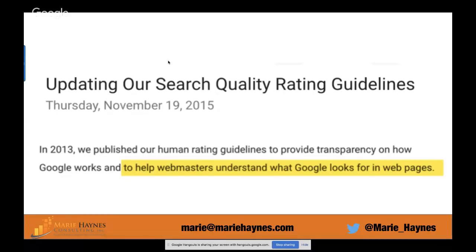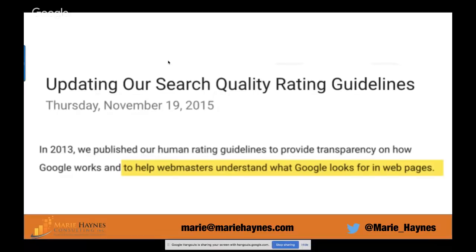So you can read the Quality Raters Guidelines. Just do a search for Google Quality Raters Guidelines, and they're about 160 pages or so. I find them really interesting reading. It takes a while to get through some of the examples that they've given there. But whenever there's an algorithm update, somebody from Google always says, oh, well, the key is to create a high quality site.